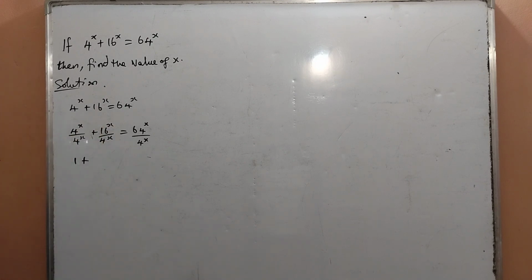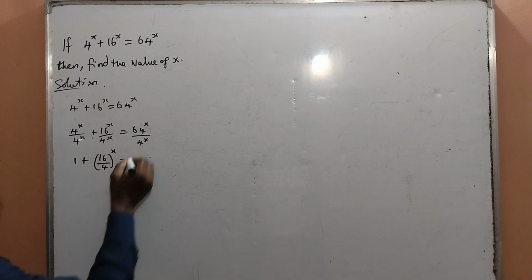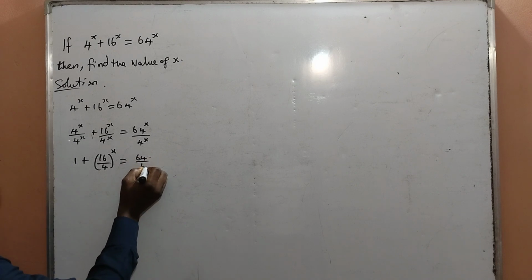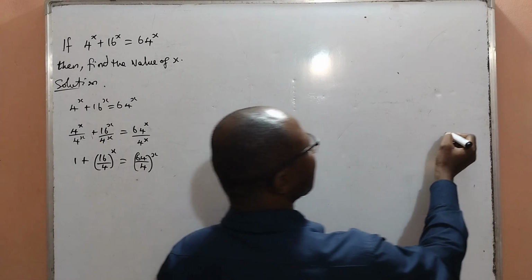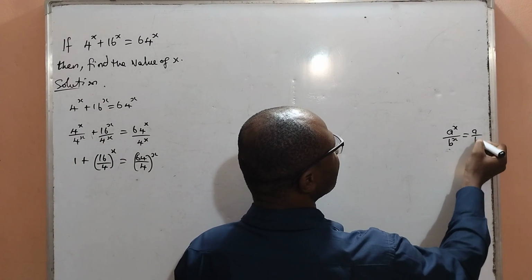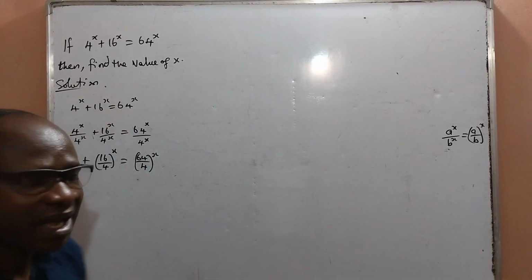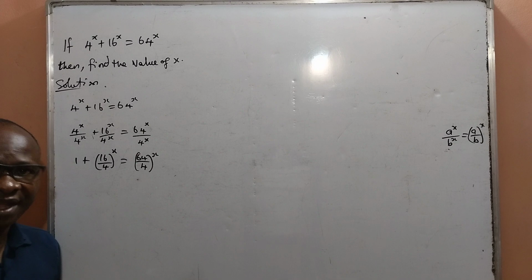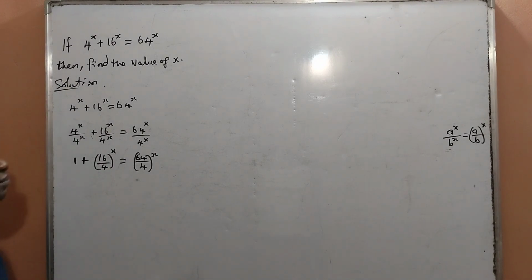And from here, I will have it as 16 all over 4 all raised to the power x equal to 64 all over 4 all raised to the power x. The reason is because if I have a raised to the power x all over b raised to the power x, it is equal to a over b all to the power of x. Since the powers are the same, then I can maintain one common power and then put it as a fraction.